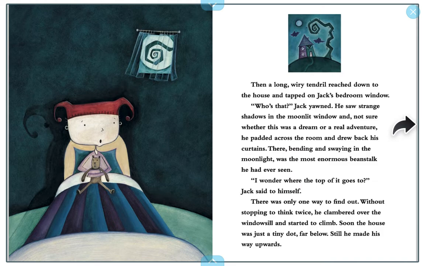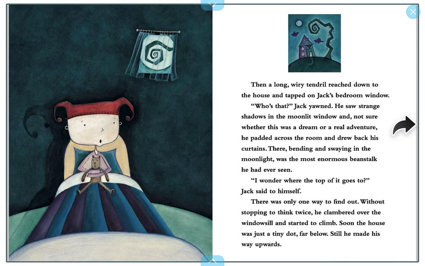Then a long, weary tendril reached down to the house and tapped on Jack's bedroom window. "Who's that?" Jack yawned. He saw strange shadows in the moonlit window, and, not sure whether this was a dream or a real adventure, he padded across the room and drew back his curtains. There, bending and swaying in the moonlight, was the most enormous beanstalk he had ever seen.